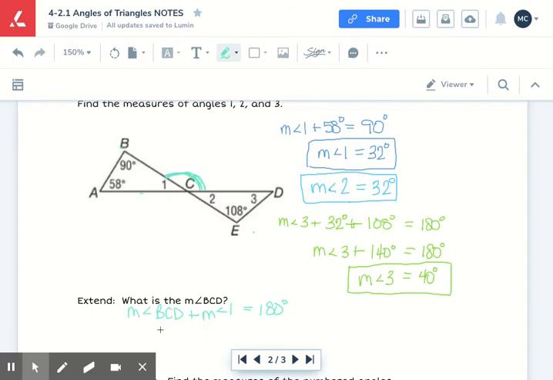Then I could substitute in the 32 degrees for measure of angle 1. And that would give me a new equation to work with there. And then to solve for measure of angle BCD, which is what we were looking for, I would just have to subtract 32 degrees from both sides. So I would get the measure of angle BCD is equal to 148 degrees.